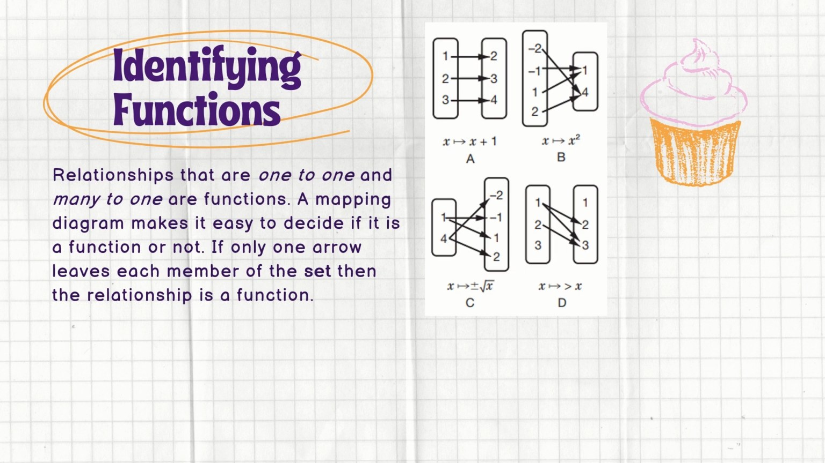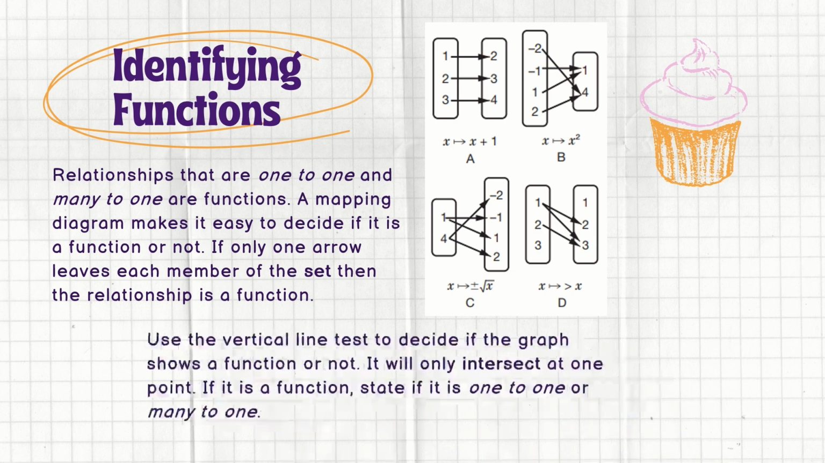Now diagram D. D is not a function either, as at least one element of the first set maps to more than one element of the second set. As you can see, in diagram D, 1 maps to 2 and 3. So it means diagram D is not a function.